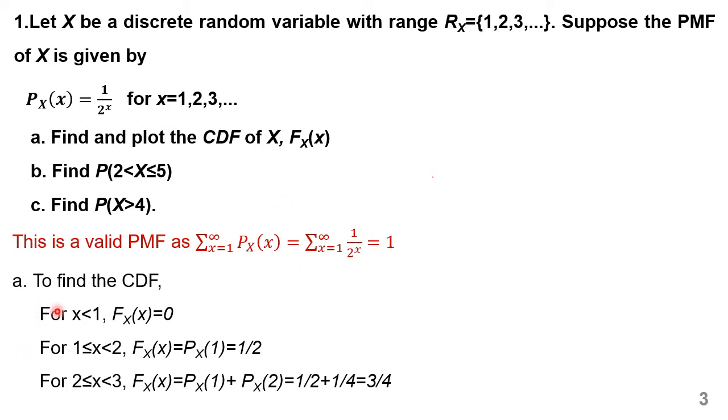So let's find the CDF. For all values of x less than 1, this PMF function is equal to 0, so Fx(x) is also equal to 0. For all values of x between 1 and less than 2, we have Px(1), that is equal to half. For values of x equal to 2 and less than 3, we have Px(1) plus Px(2), that is half plus 1 by 4, equal to 3 by 4. We can calculate afterwards between 3 to 4, 4 to 5, up to infinity.